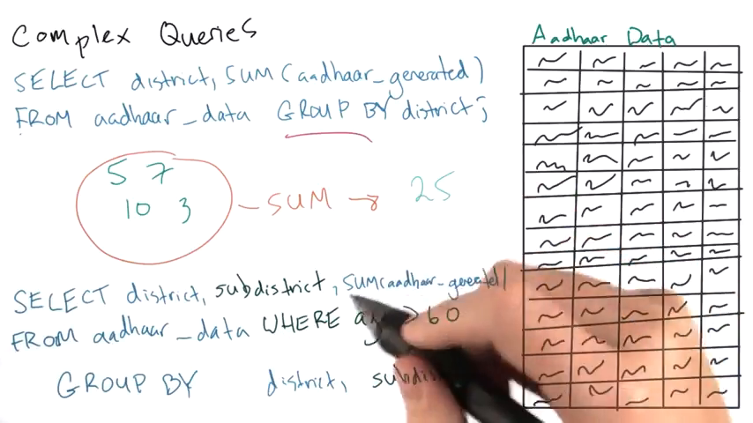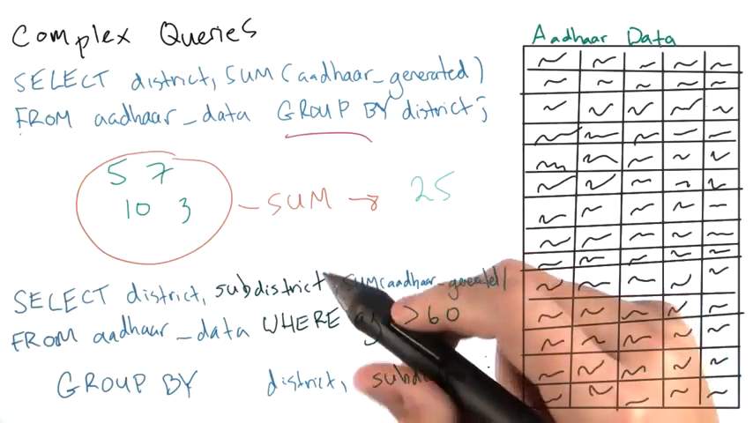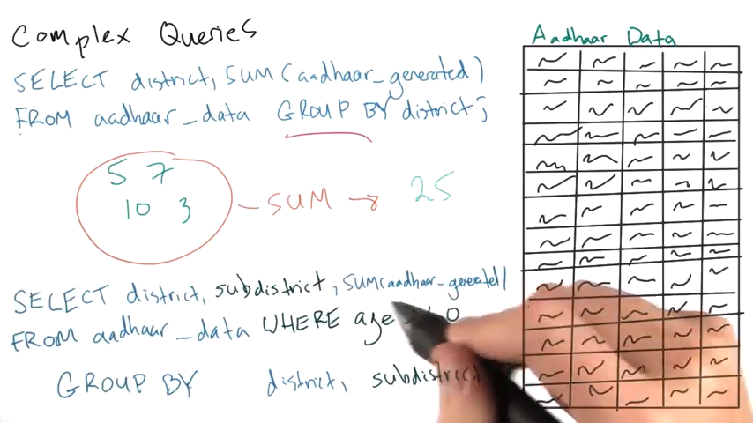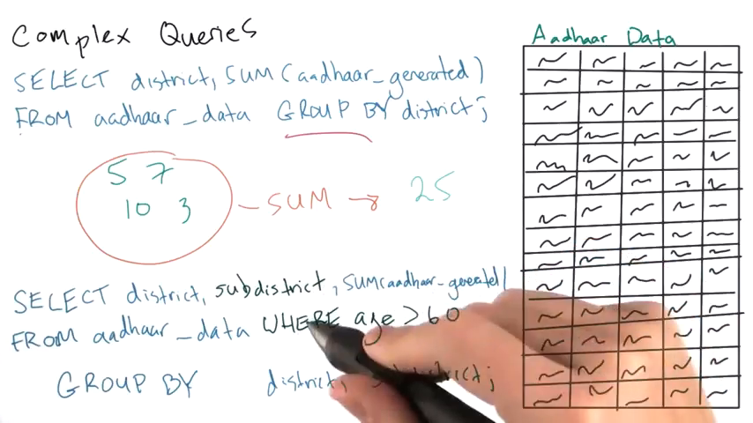If we were to run this query, we would have a row for every combination of district and subdistrict. And we would also have for each row a count of how many oddhar were generated for people over the age of 60.